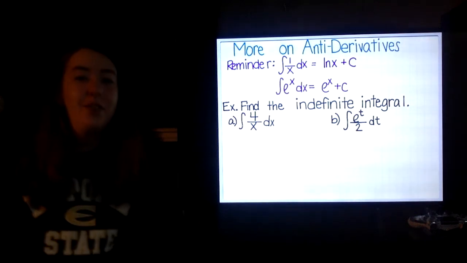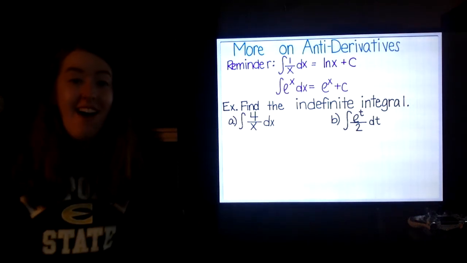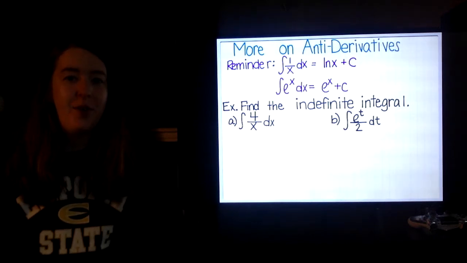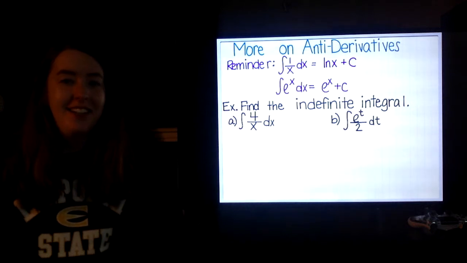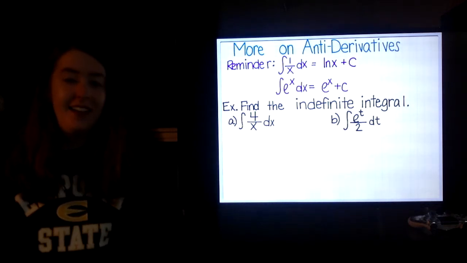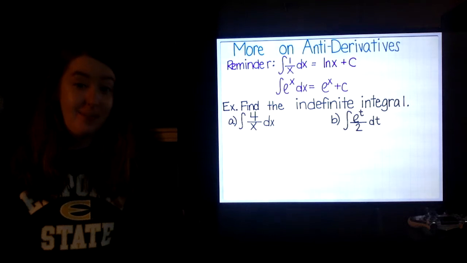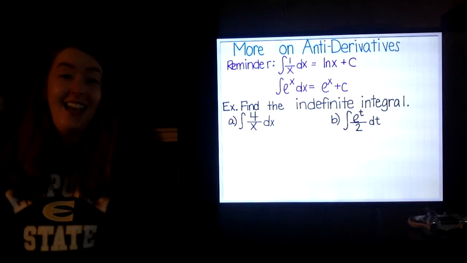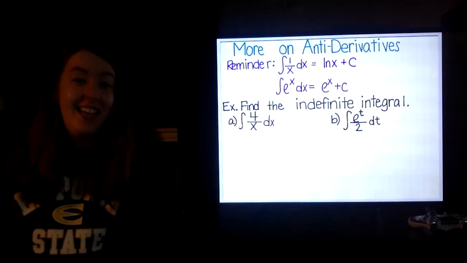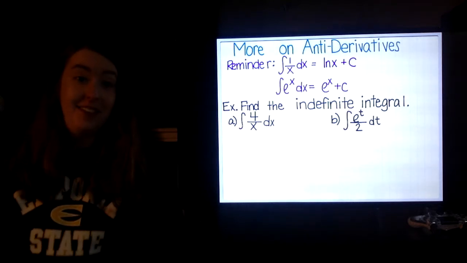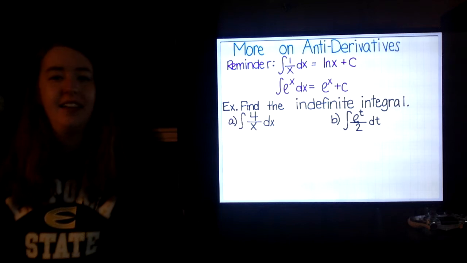Hey guys, so we are going to practice a little bit more on antiderivatives and integrals. Just as a reminder, some of the integral rules that we already knew: the integral of 1 over x dx is the natural log of x plus c. And the integral of e to the x dx is e to the x plus c, because remember, the derivative of e to the x is just e to the x. So the integral of e to the x is e to the x.